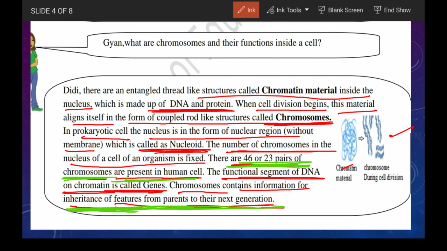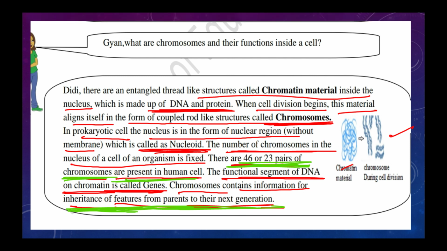For example, your traits, like your skin color, your eye color, your height, each and everything, your face look. Somebody says that she resembles her father. Why does she resemble her father, or why does he resemble his father or mother? It means he is more than a photocopy, carrying much more similar genetic information from his parents. So this is all about your chromosomes.